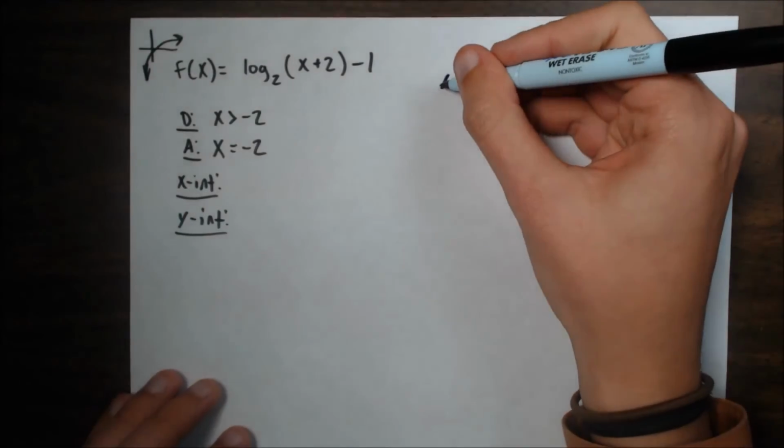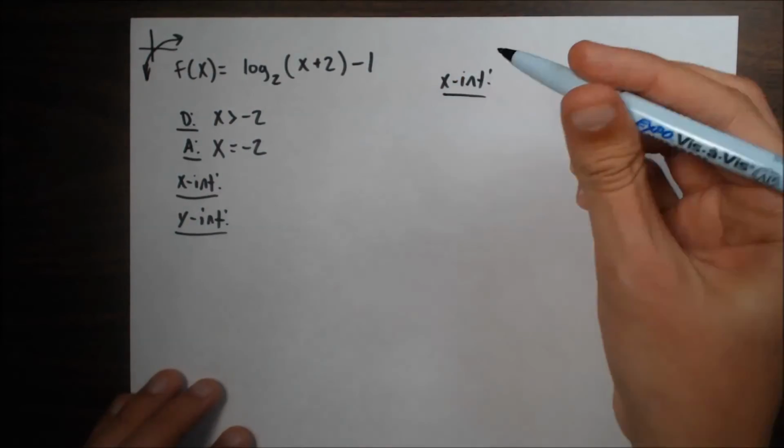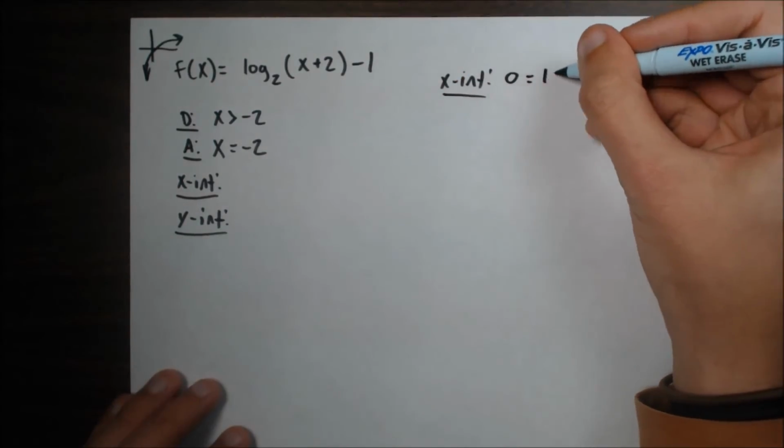So for the x-intercept, I need to plug in a 0 for the other variable, which means I need to set it equal to 0.